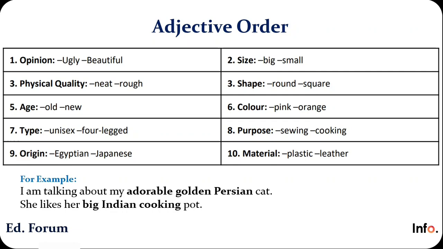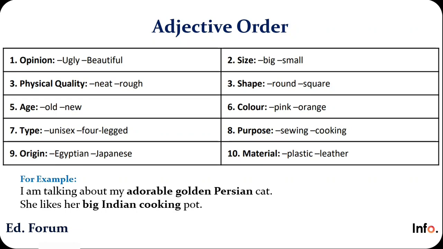Purpose: whether it is swing, playing, cooking, eating, that's called the purpose of anything. They are also called adjectives. Origin: where was this thing made, where was this thing manufactured. For example, Mercedes is a German-originated car, okay? Egyptian, Japanese. These are called adjectives also. Material: which kind of material it is, plastic, leather or wood.